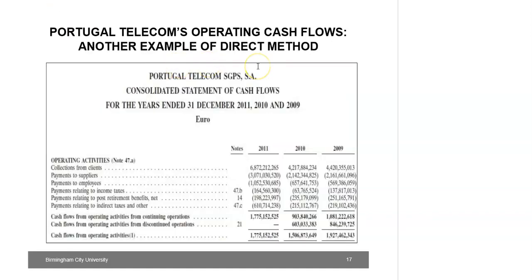Here we have the operating cash flows of Portugal Telecom, and we can see that the company here is presenting its operating cash flows using the direct method. We see that the operating cash flow do not start with net income. Also remember that whether the direct method is used or the indirect method is used, the investing and financing cash flows will remain the same.